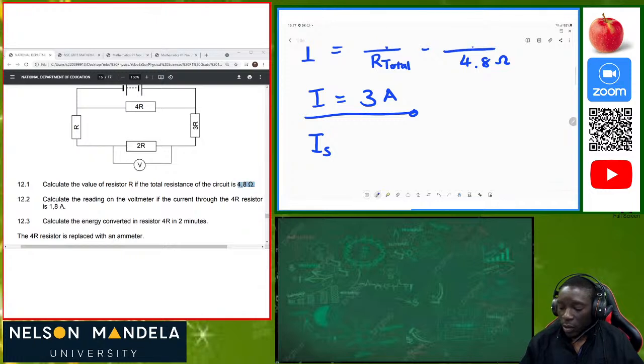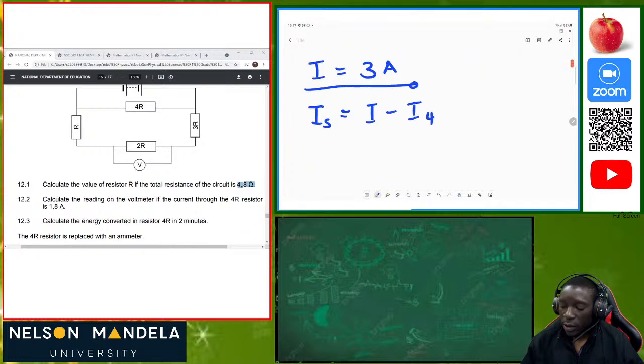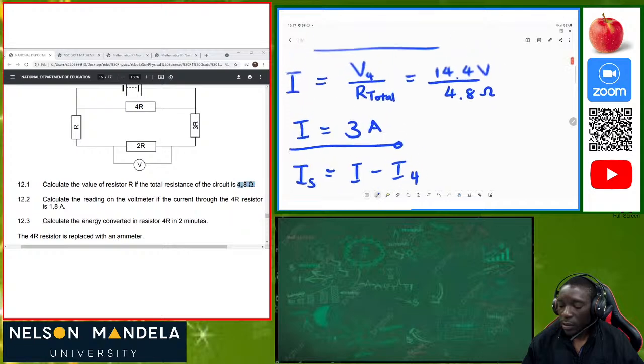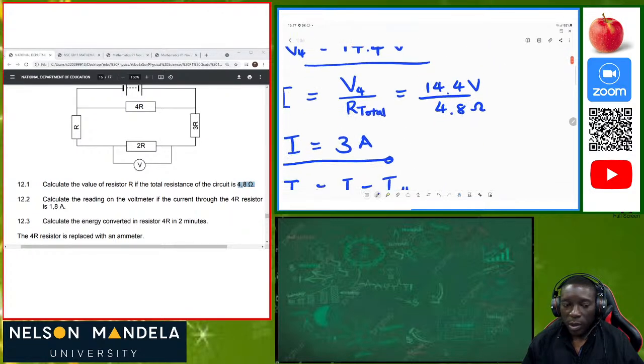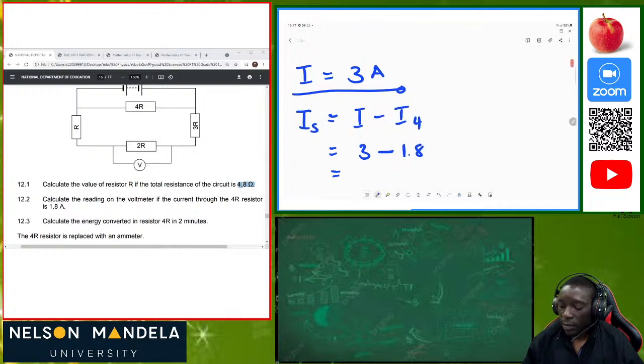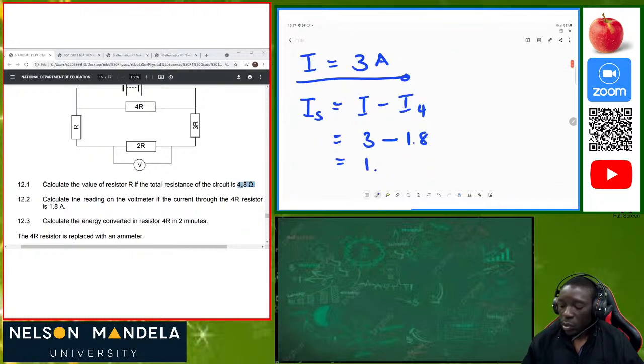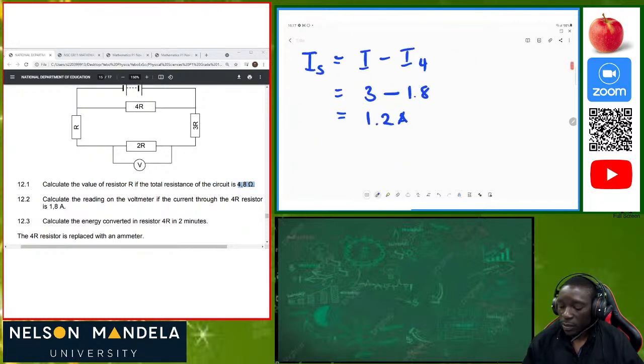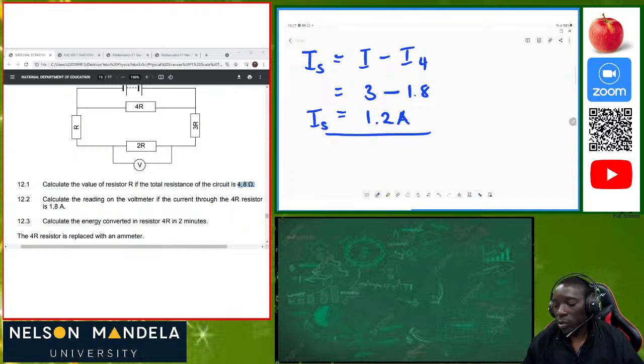Okay, so IS is therefore I minus I4, which is 3 amps minus 1.8 amps. That should be 1.2 amps. So the current through the other 3 resistors is 1.2 amps.